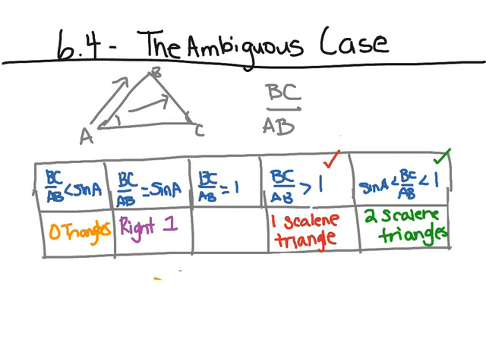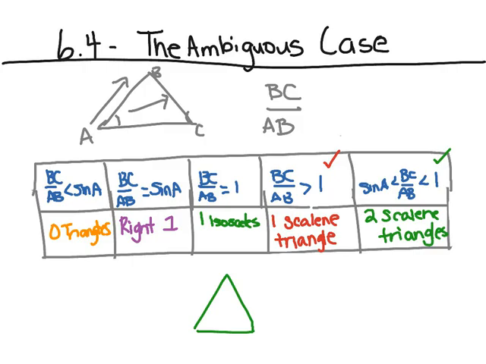And when you find that BC over AB is equal to 1, that means that BC and AB are the same. So we have to have two sides that are the same. So that means you make one isosceles triangle. So these are all of our opportunities. So before we do a question, it's good to test how many triangles you have first.